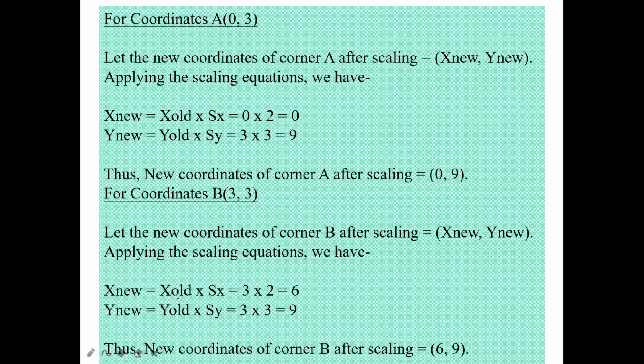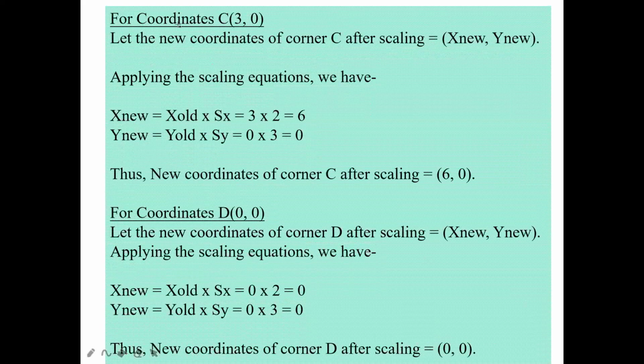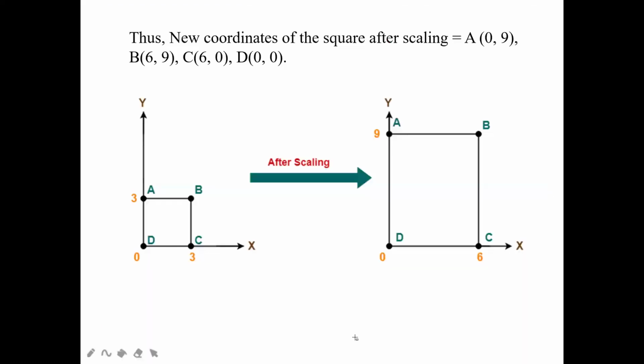Same procedure you are going to apply everywhere, multiplying with the scaling factor. Once you multiply, you are going to get the new coordinate values of each corner. Once it is done, you can find all the corners' new coordinate values. This was your diagram before the scaling, looking like this. After your scaling, you can plot the graph and see whether it has increased or decreased. So this is the way of solving these problems.